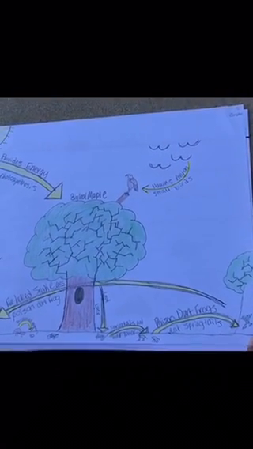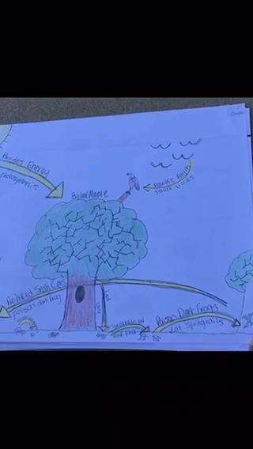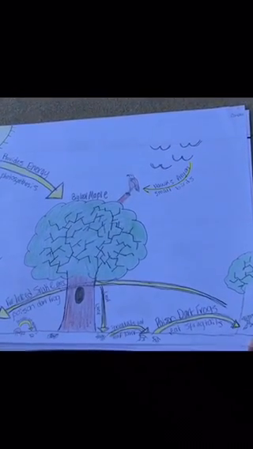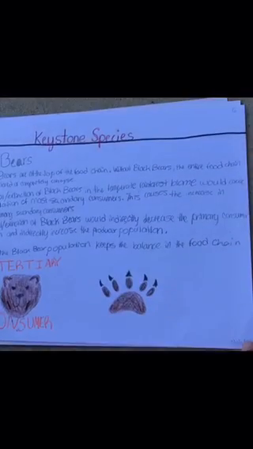Ticks and deer have a parasitic relationship. Ticks thrive by living on deer and consuming the deer's blood. This harms the deer and benefits the tick. This is a parasitic relationship. Hawks eat small birds that live in the temperate rainforest biome.